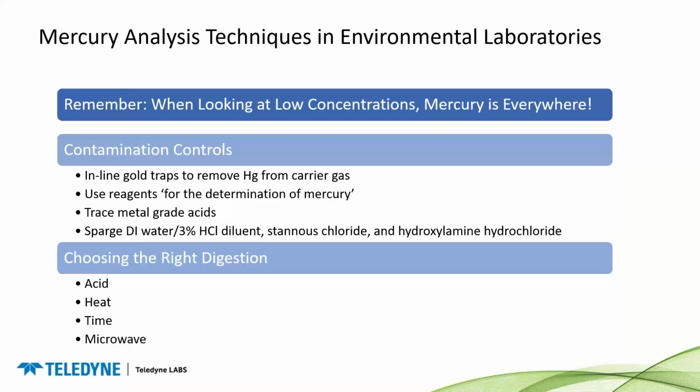And it also helps to choose the right digest for your matrix. So adjusting the variables of what acid types you use, your heating profiles, and also the length of time for your digest might make a huge difference in the success of the sample. And sometimes no amount of chemical digestion is going to be enough, and you're going to want to use a microwave system to really break down your samples. And those are just a handful of tips for contamination controls from within the laboratory and some variables that might affect your sample digestion.